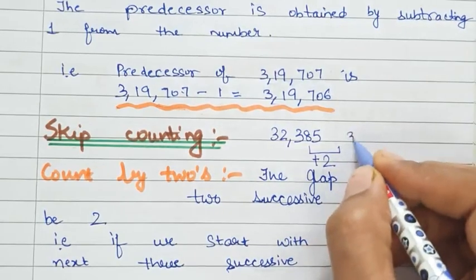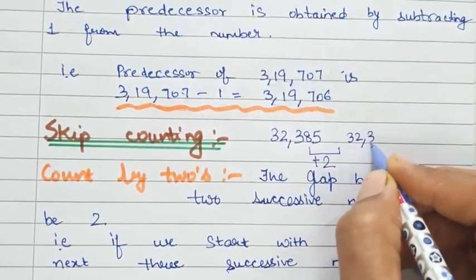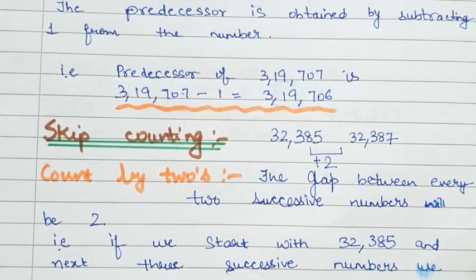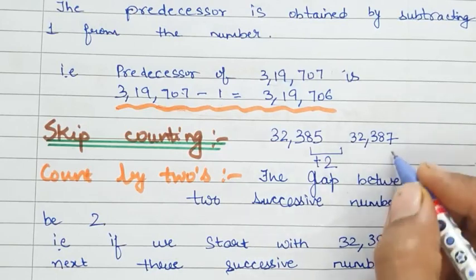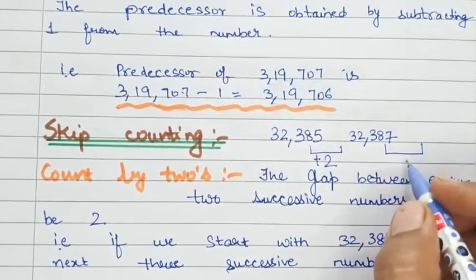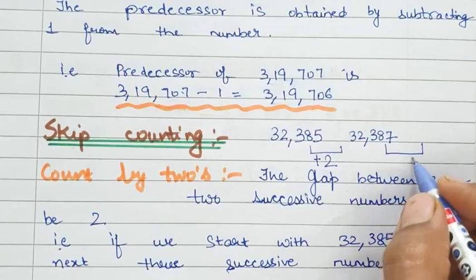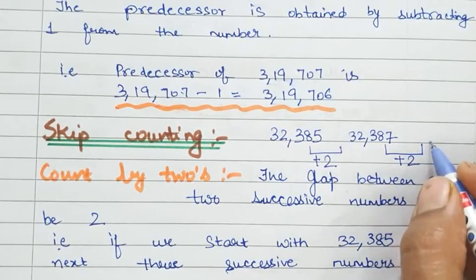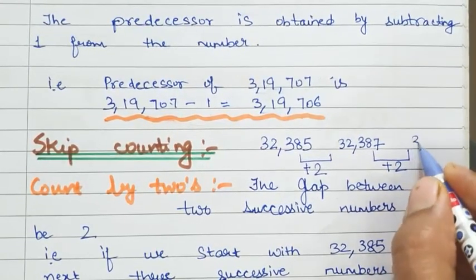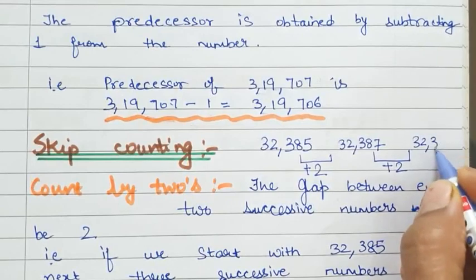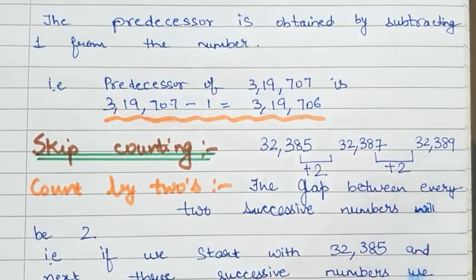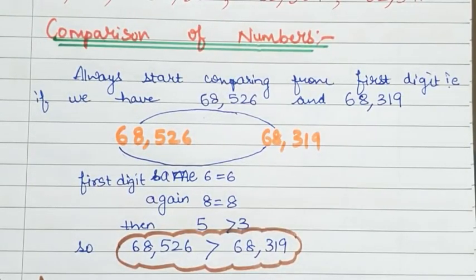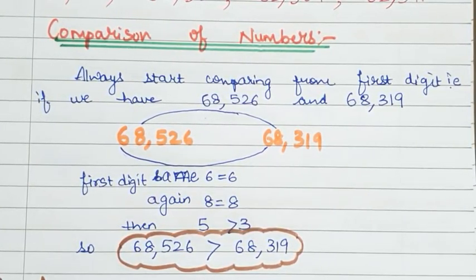So what we get? 32,387. Now if we have to find the next number to it by skip counting by 2, again what we will do? We will add 2. So what we get? We get 32,389. Clear?